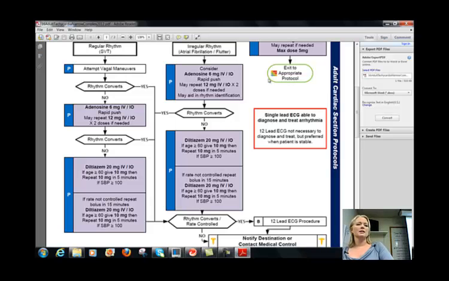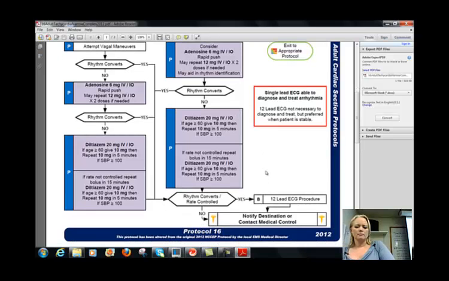So they both get adenosine first. And the reason for that is that if it is SVT, it will likely convert them back to a sinus rhythm. If it's AFib, it'll slow them down enough to where you can diagnose their AFib and see what's going on. Both get adenosine at 6, 12, and 12, just like before. And then if that doesn't work, then they get cardizem or diltiazem. And then people over 60 get half dose of cardizem.